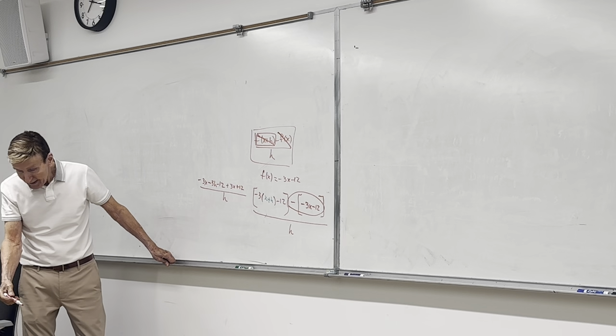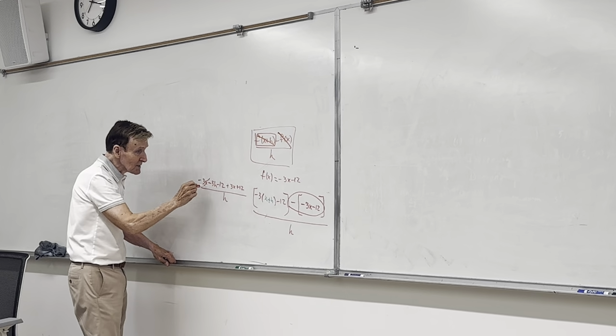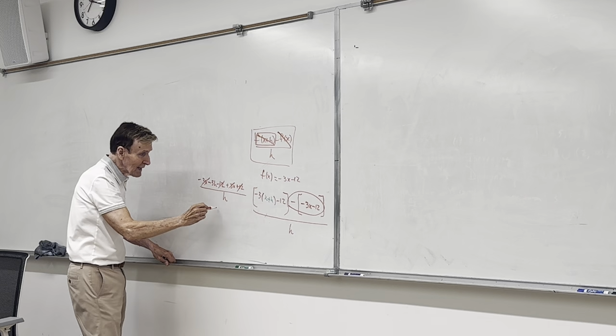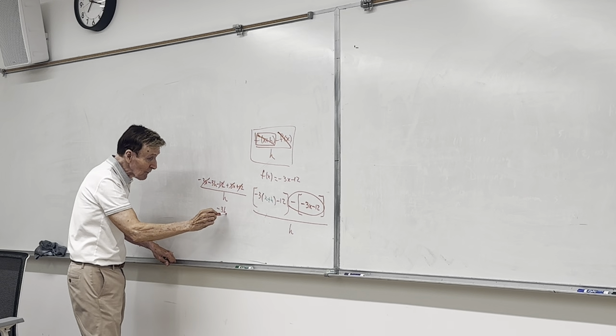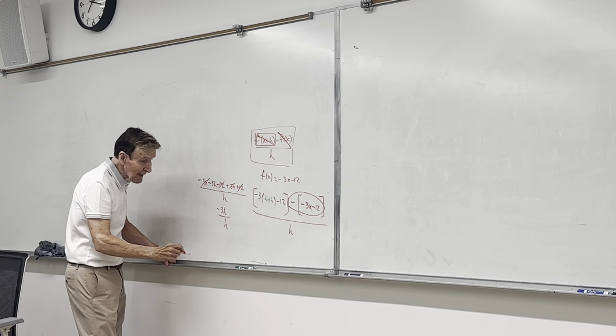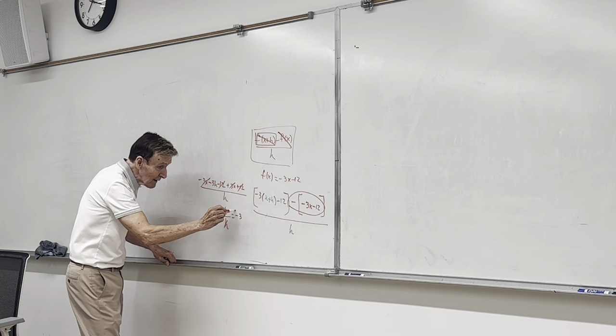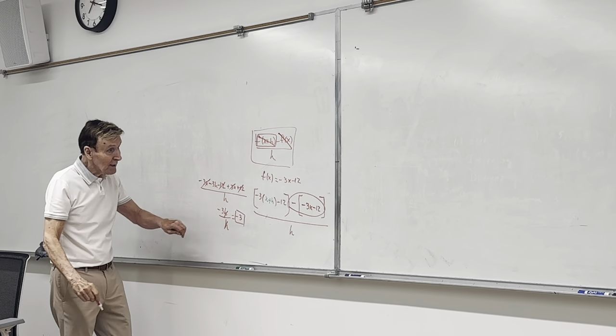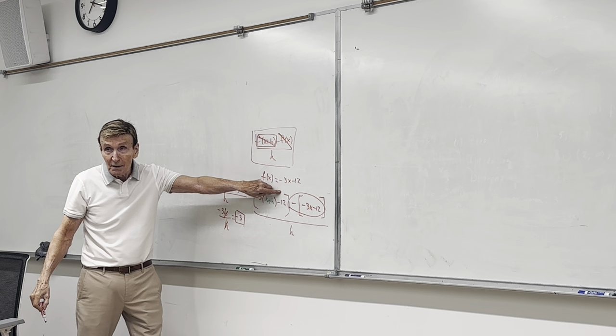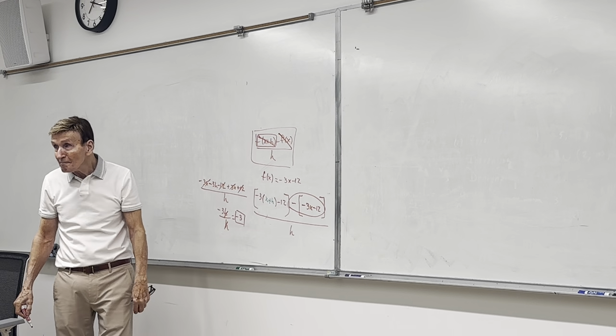Just simplifying or cleaning this up. These will cancel, 12s will cancel, and you should have ended up with that over that, which will make the h's cancel, and you end up with merely -3, which we said you should. Is that true?